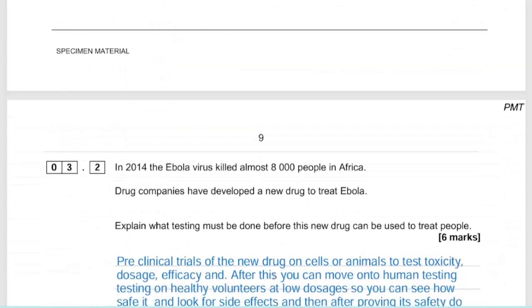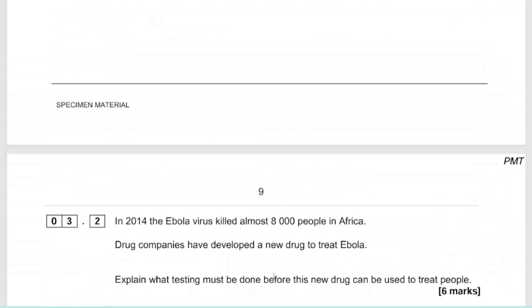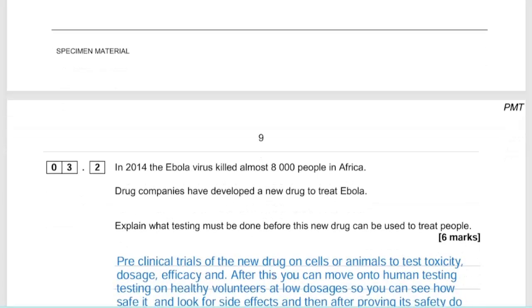Moving on. 3.2. So it's a nice 6 marker. In 2014, the Ebola virus killed almost 8,000 people in Africa. Drug companies have developed a new drug to treat Ebola. Explain what testing must be done before this new drug can be used to treat people. Now, this is, in my own personal opinion, a rather hard question, because drug testing is a fairly niche topic, and it usually just comes under the scientific experiment part in peer review and stuff like that. But I'm just going to read out the question and then explain a couple of parts of it.